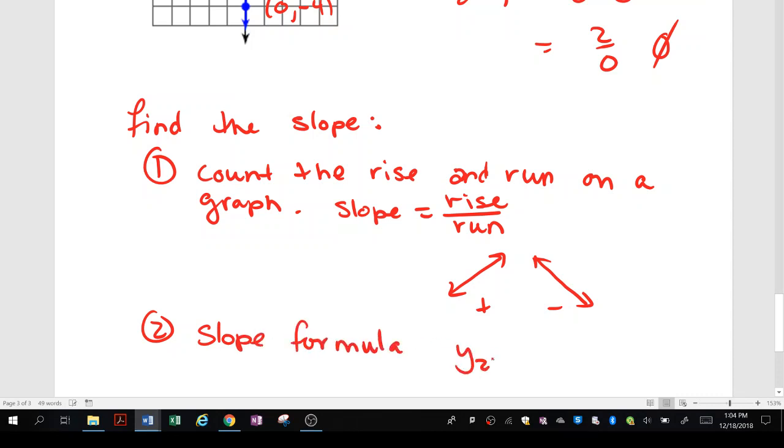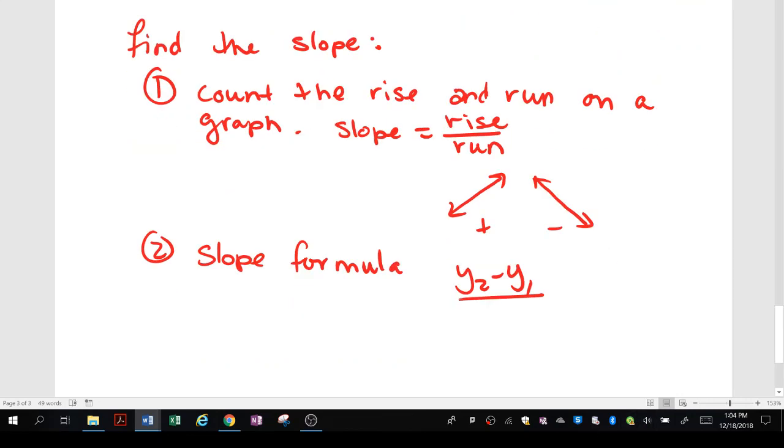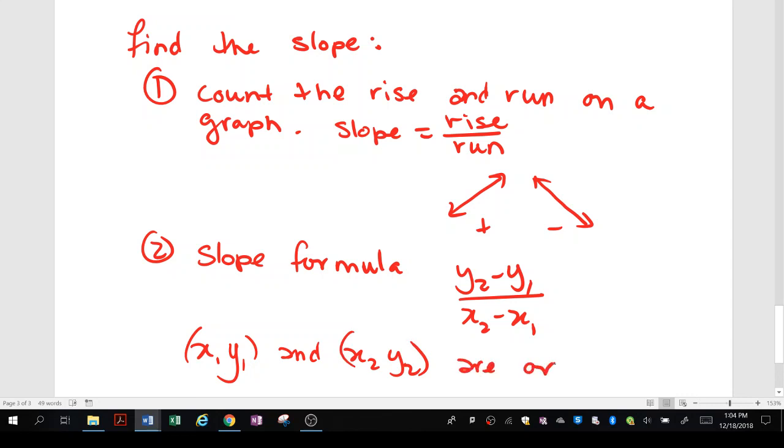And the second way to find the slope is to use the slope formula, and that is y2 minus y1 over x2 minus x1, given that (x1, y1) and (x2, y2) are ordered pairs that you're either given or you can find on a graph. And that is slope.